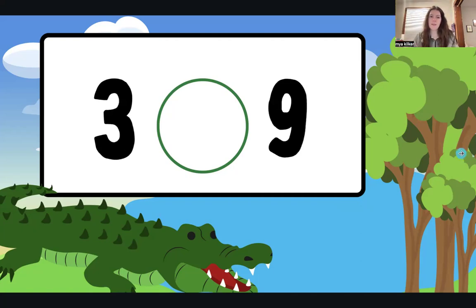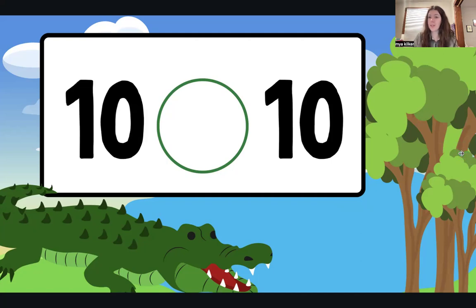So here's an example of 10 and 10. Also, when you get up to numbers that are 2 digits, you want to look at the tens place. So here is our tens place, this first one. And so we would compare the ones. So 1 and 1 are equal. So then we would look at the next number. 0 and 0 also equal. So in this case, 10 is equal to 10.